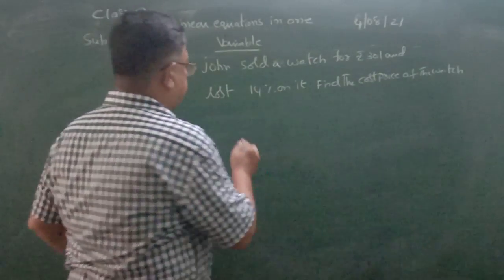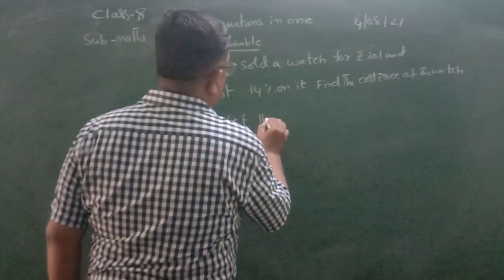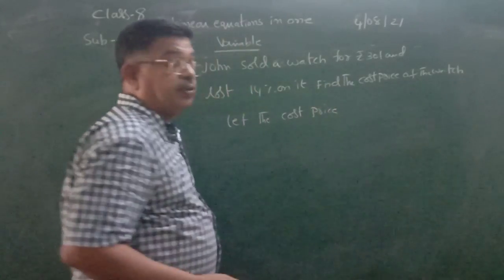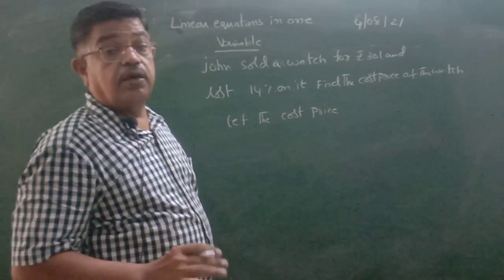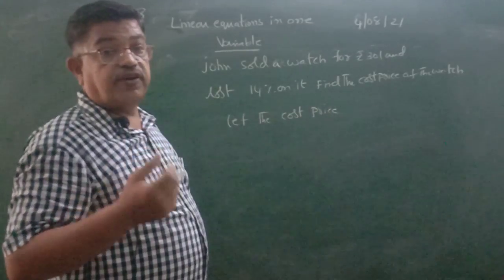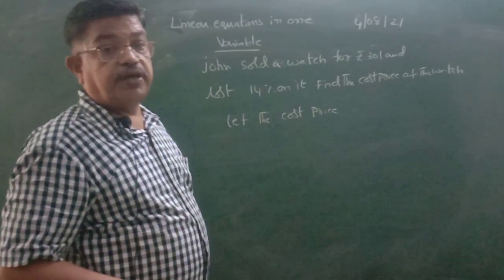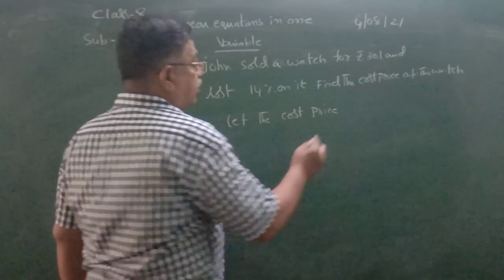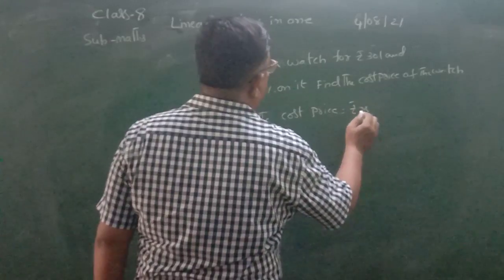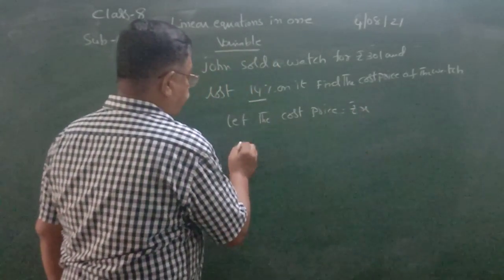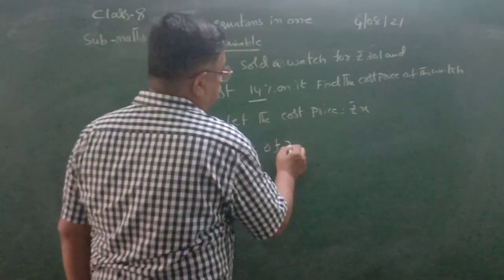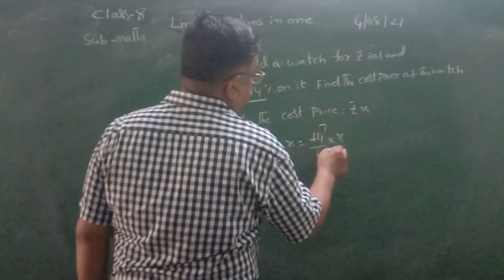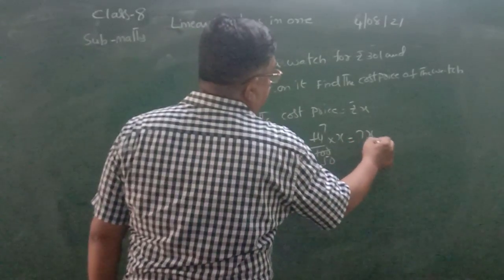So we consider, let the cost price. There are three prices. One is cost price, the second one is selling price, and the third one is marked price. Cost price is different from selling price. Selling price will be different from marked price. So don't get confused with those three values. Let the cost price is equal to rupees x. On this, how much percent is loss? 14% of x is equal to 14 by 100 into x. 2 7s, 2 50s. It is 7x by 50.